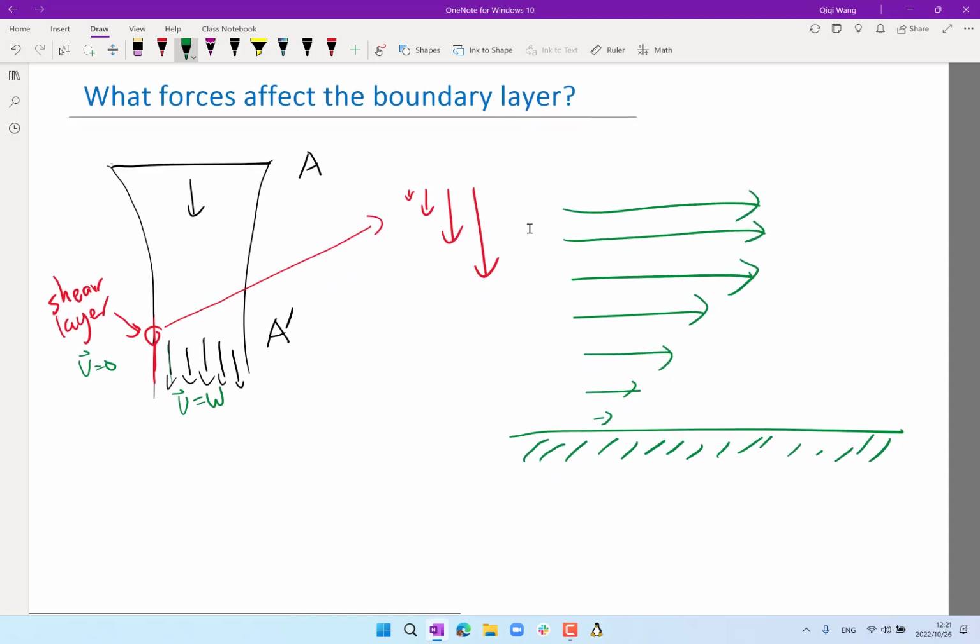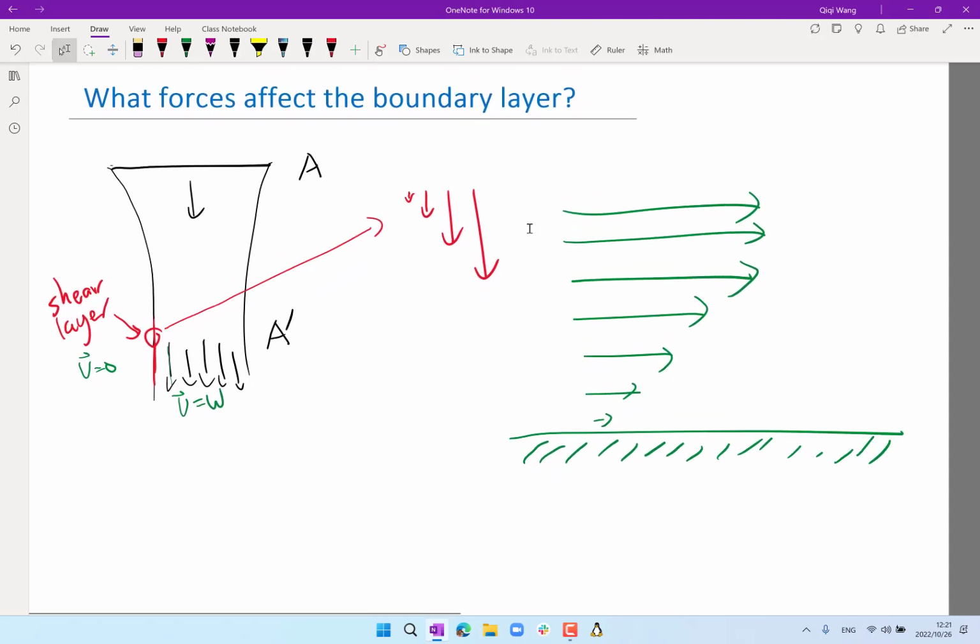Okay, so what forces affect the boundary layer? Let's first think about how a viscous force would affect the boundary layer. As we have done in class before, in one of the homeworks, and actually in the quiz, if you remember, the viscous force on the wall pulls the boundary layer towards the opposite direction of the free stream, right? That force depletes momentum from the boundary layer.